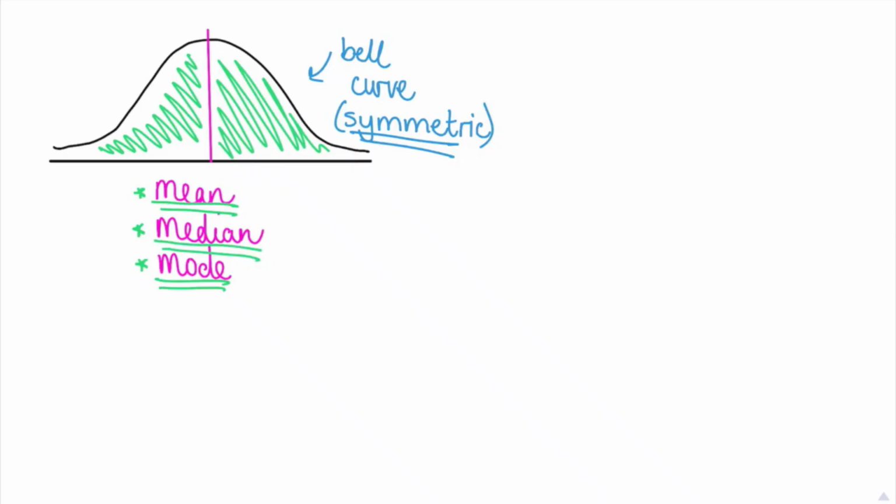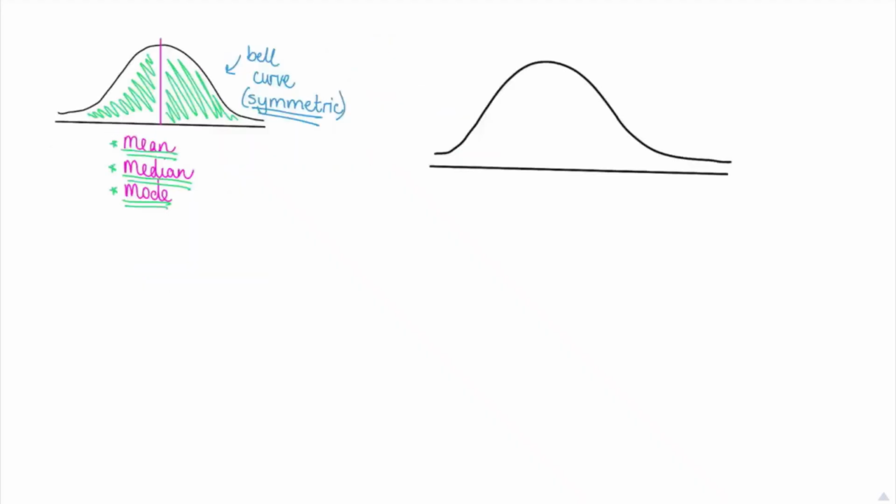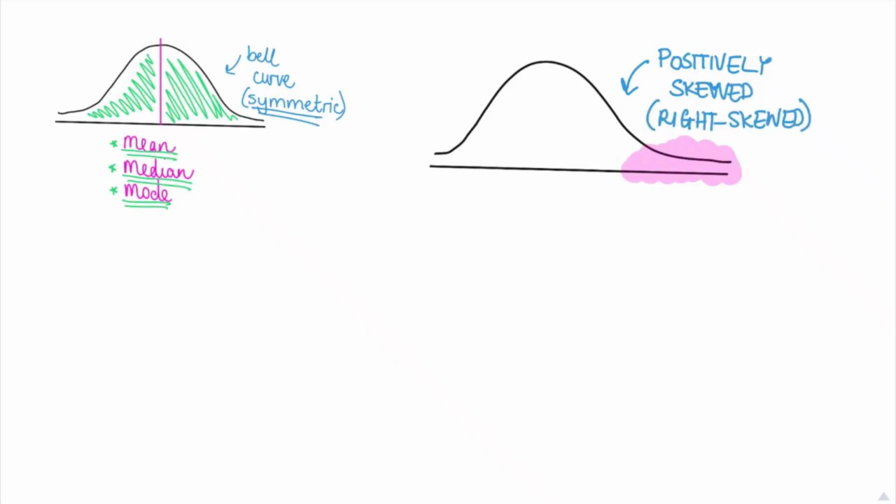Let's now take a look at a couple of skewed distributions. This is basically when we have some extreme values in our data set which pull our curve to the right or to the left. What we're looking at here is a positively skewed distribution. You might also call it a right skewed distribution, because this tail here points in the positive direction, or the right direction. This is where we have some really extreme values being pulled to the right, so some really high data points.